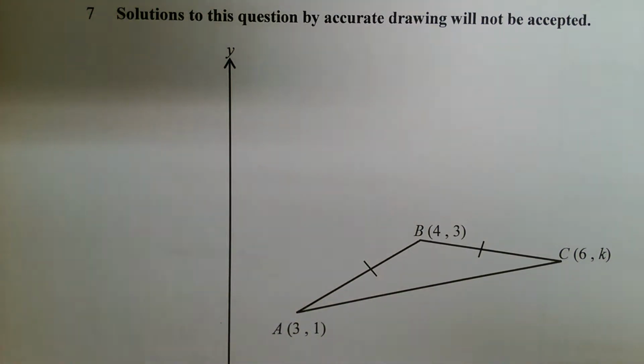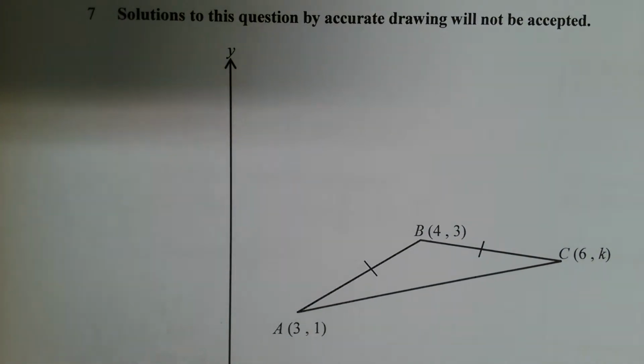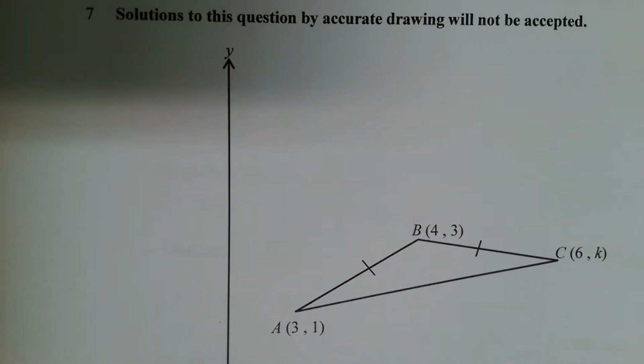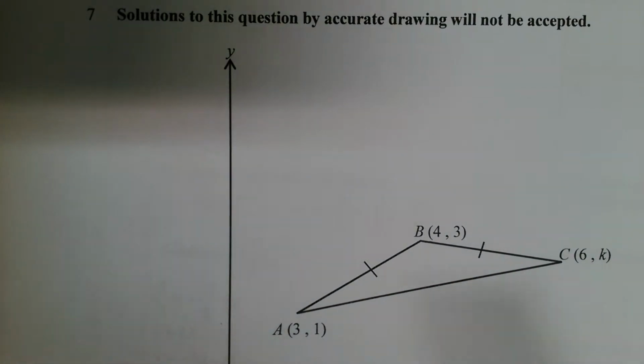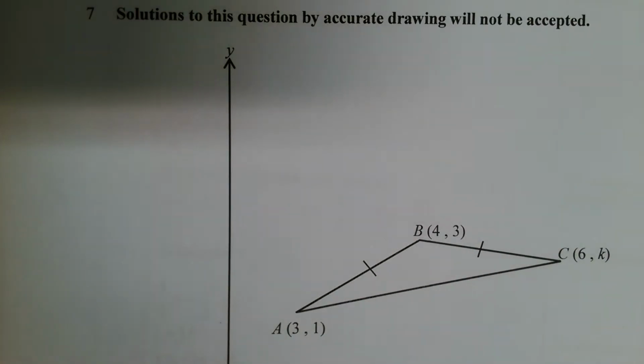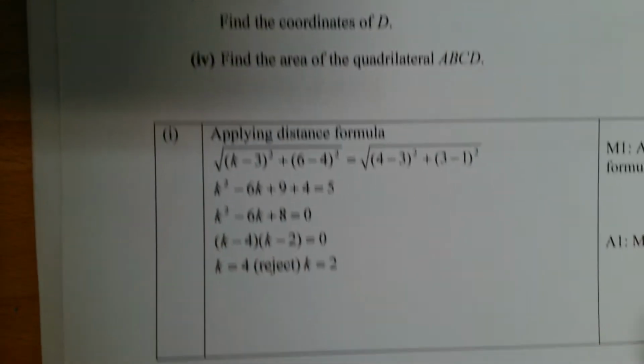Okay, now with the solutions to question 7. First one, we are to show that the value of k equals 2. We notice that ABC is an isosceles triangle. So therefore, being isosceles, the length of AB should be equal to the length of BC. A simple application of the distance formula will allow us to find the value of k. So I will show you the solution there.